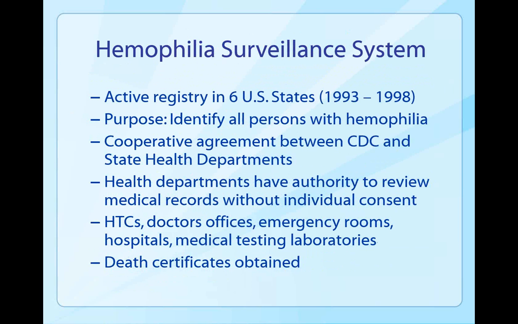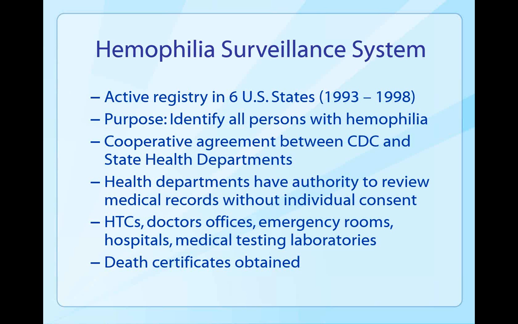So the first surveillance system that I'd like to describe for hemophilia was called the Hemophilia Surveillance System. And it was an active registry in 6 U.S. states. And by active, it means that the whole purpose was to identify all persons with hemophilia in those states. And we had people who would actually go out and look. It was an active surveillance effort to find every person with hemophilia in those states. It was operated as a cooperative agreement with the state health departments of those 6 states.